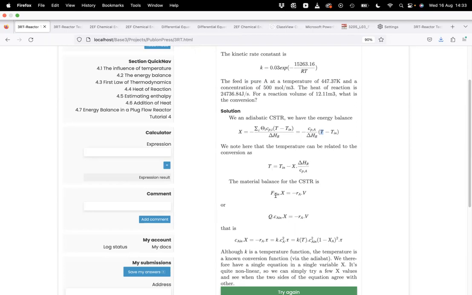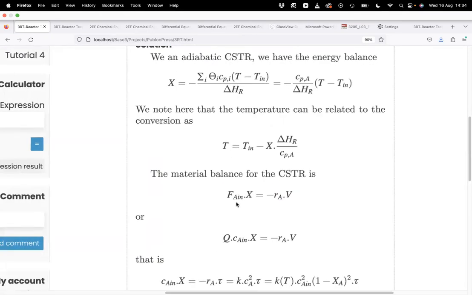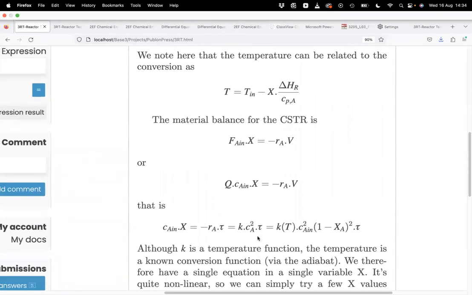So we park that result for now, and then we head over to the material balance for the CSTR. And we can see here, we might as well rewrite the molar flow in terms of the volumetric flow rate and the concentration. And then, of course, we've got volume and volumetric flow rate here. So we can rewrite this as RA tau equals CA in X, right? Which is what we say here. So CA in X equals RA tau, right? Consumption rate, so minus there.